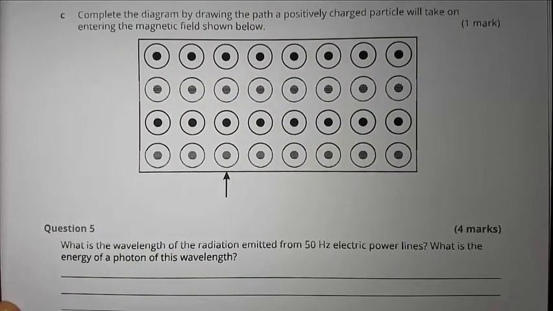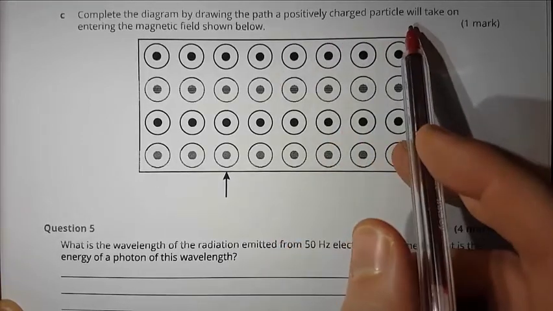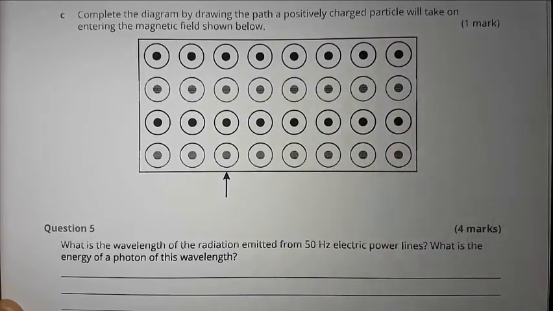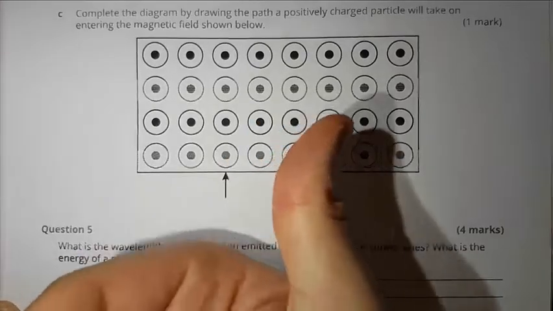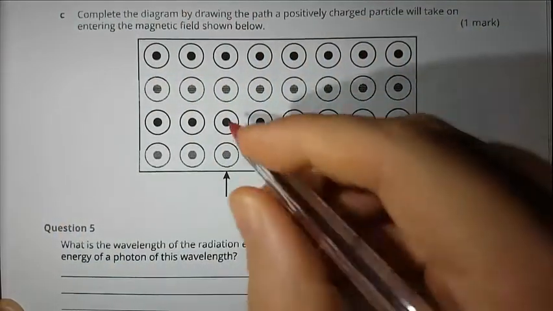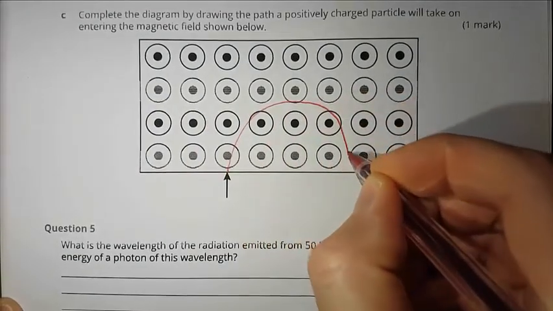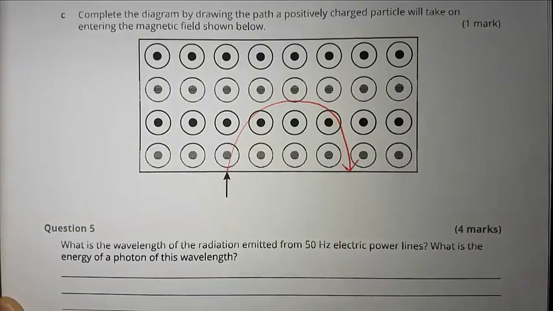Part C, show the path that this positively charged particle will take. So your positively charged particle, your field lines coming out, positively charged is going this way. I'm trying to do the right hand rule under the camera, so it's going to be going this way. So it's going to be pushed to the right, and it's going to keep moving around. So it's going to keep on having a force directed to its right, which means it's going to go clockwise.